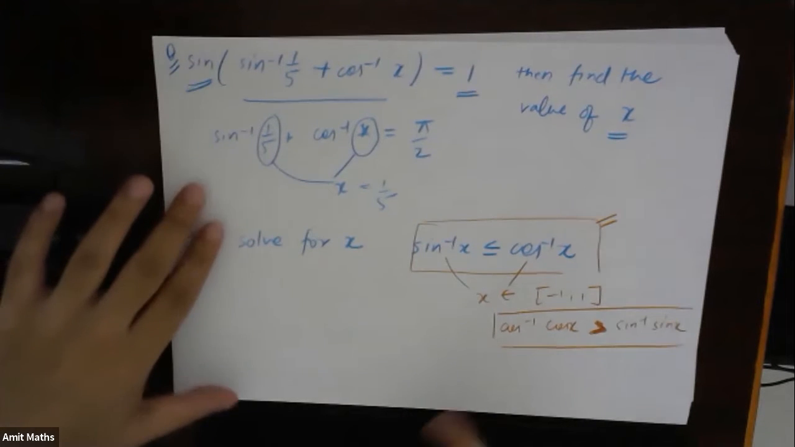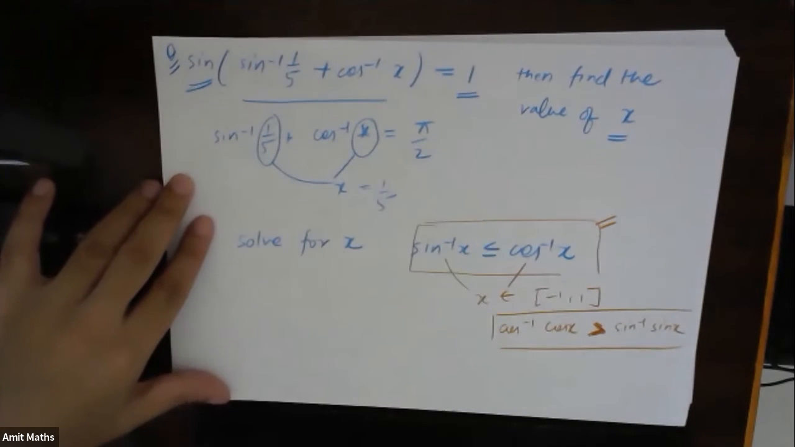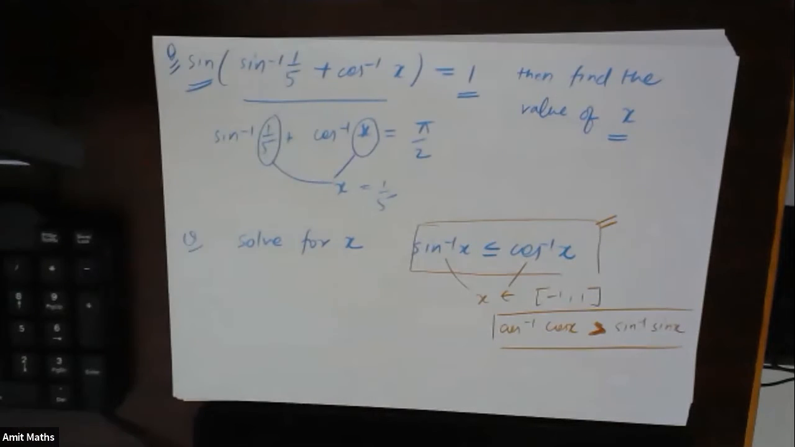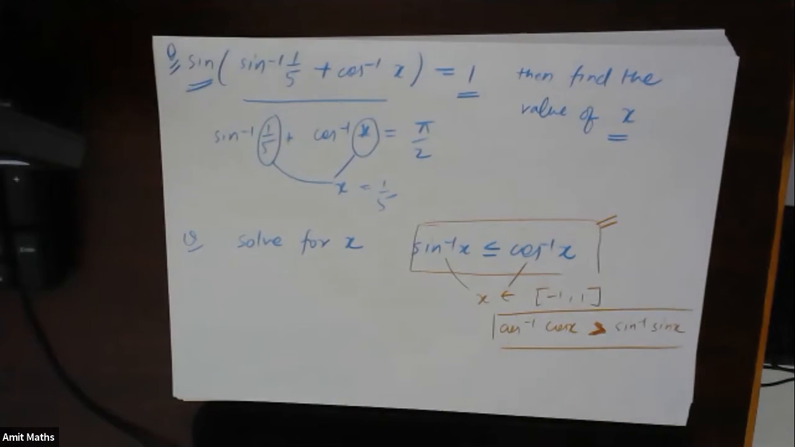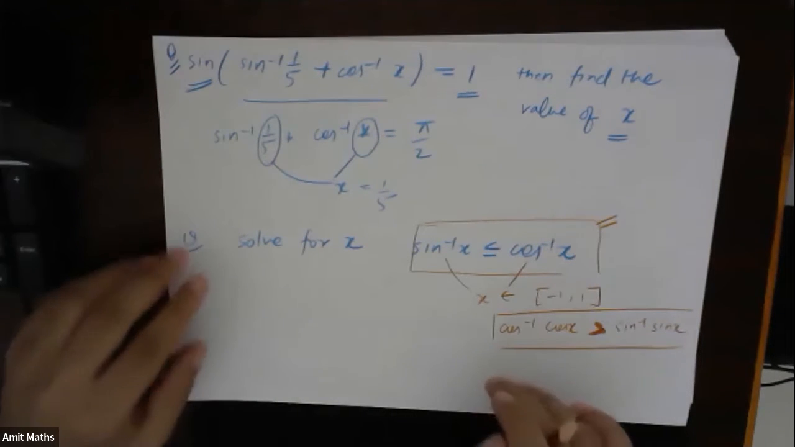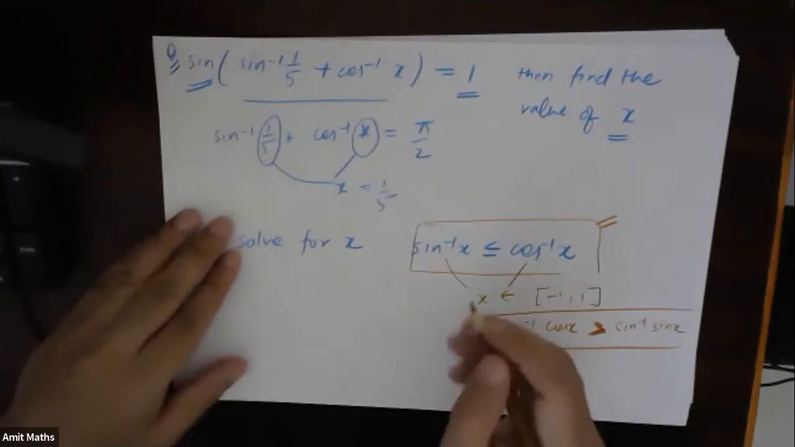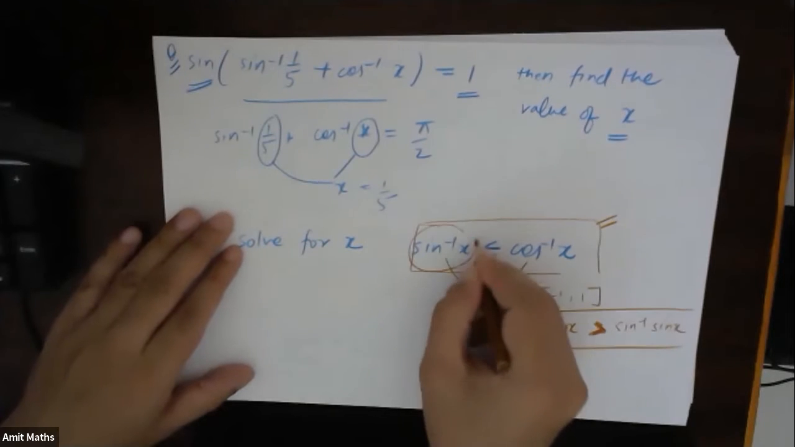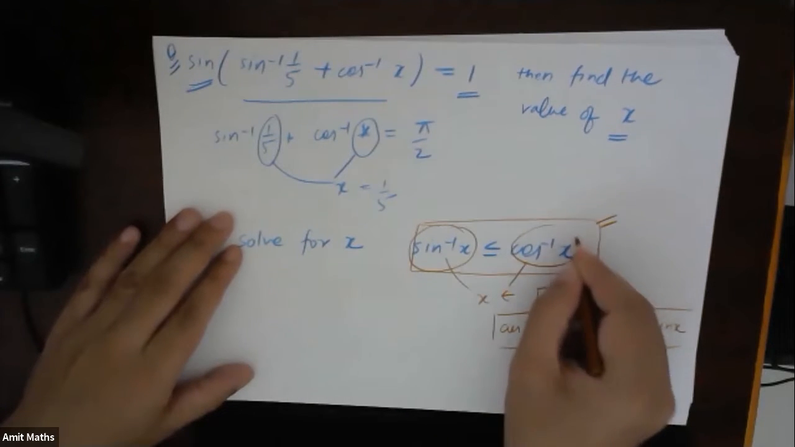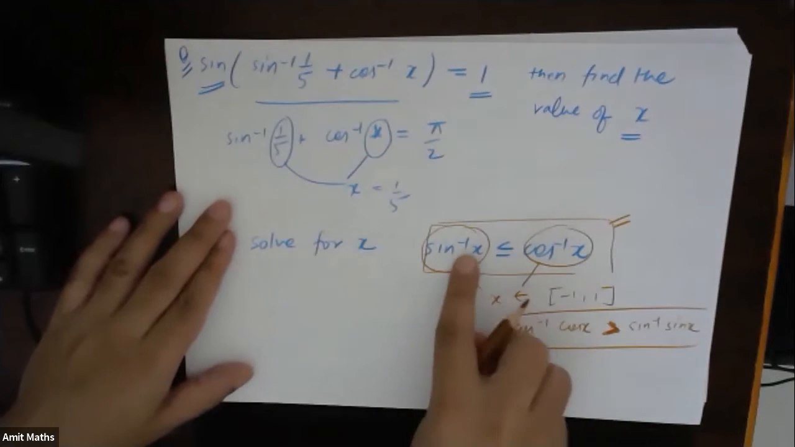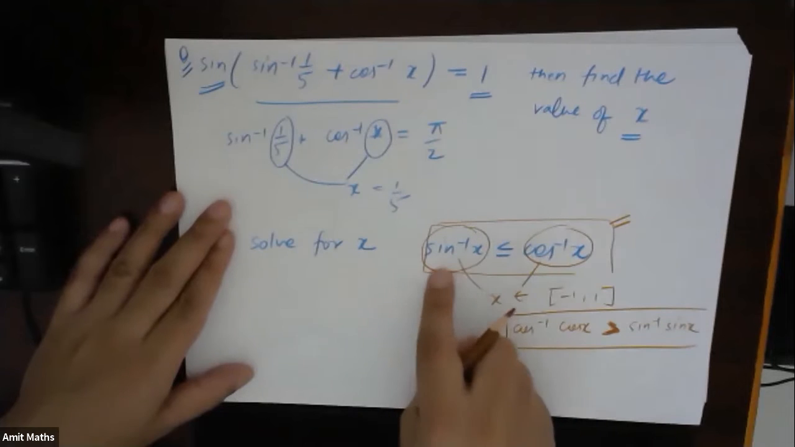Now, if I'm saying that we have to use the property for this question, suppose in your exam they have given that use the property of inverse trigonometric functions and solve this question, right? Then what you could have done: here we have sine inverse x and here we have cos inverse x, so I will try to convert one of them.